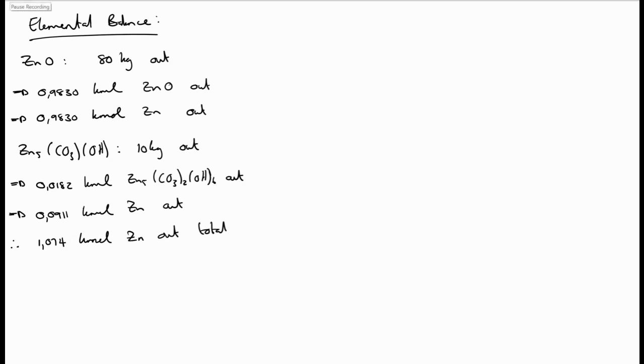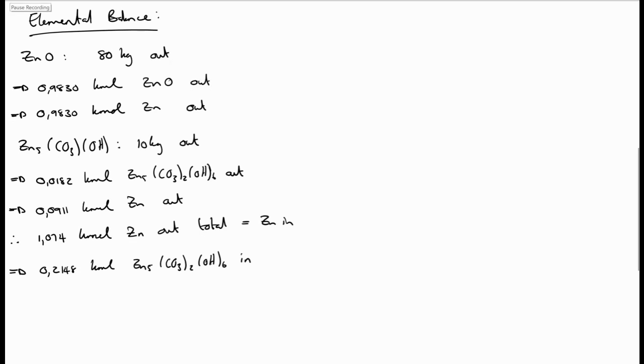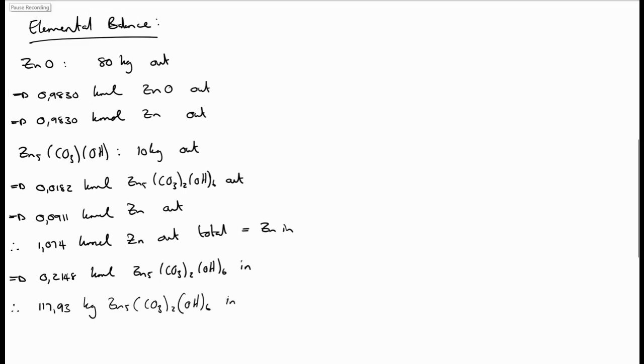Now, with 5 kilomoles of zinc per kilomole of zincite, and knowing that all the zinc out must be equal to the zinc in, we can calculate that 0.2148 kilomoles of zincite is coming in, and this is equal to 117.93 kilograms of zincite coming in.